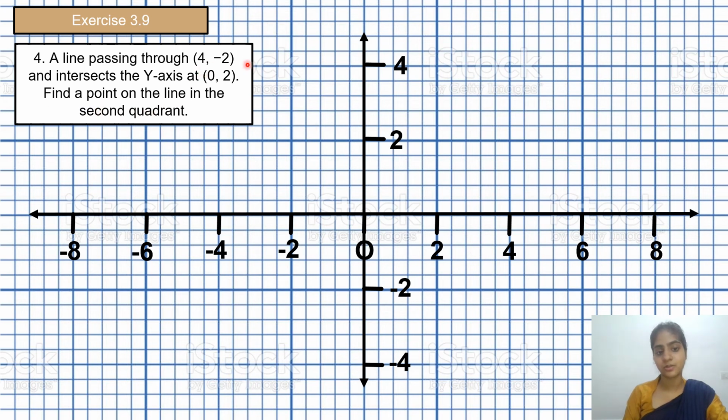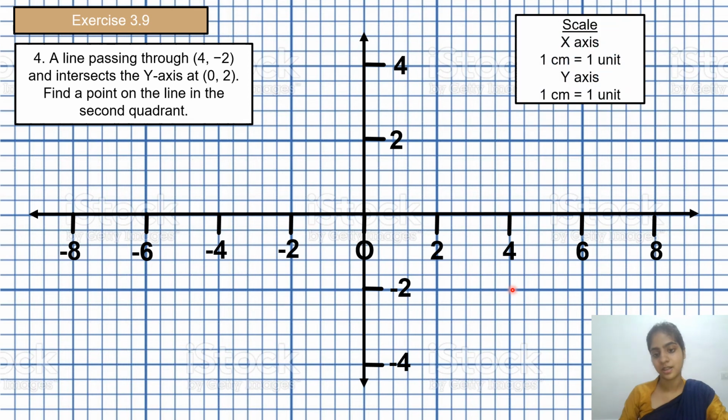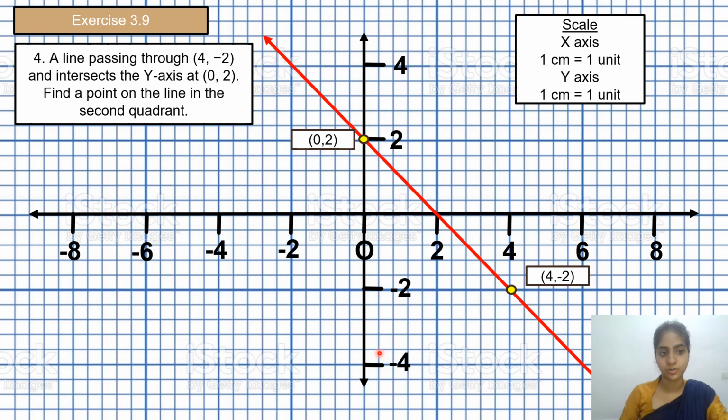Okay, so first we point out 4, -2. 4, -2 means the x-axis value is 4, -2 is the y-axis value, so the point will be here. So this point is 4, -2. Now next is 0, 2. 0, 2 means the x-axis value is 0, y-axis value is 2. So the point will be here. This point is 0, 2. Once we get the 2 points, we are supposed to draw a line joining these 2 points. So we draw a line joining these 2 points.